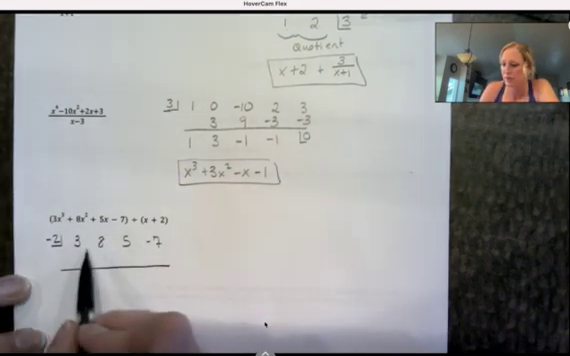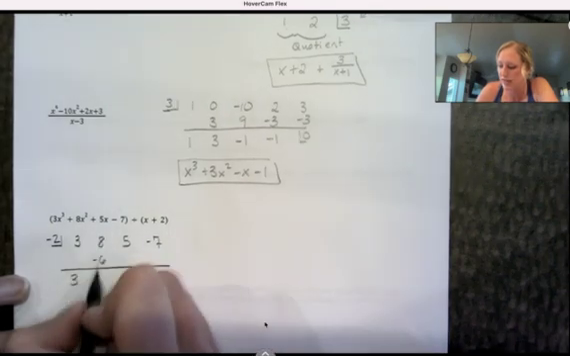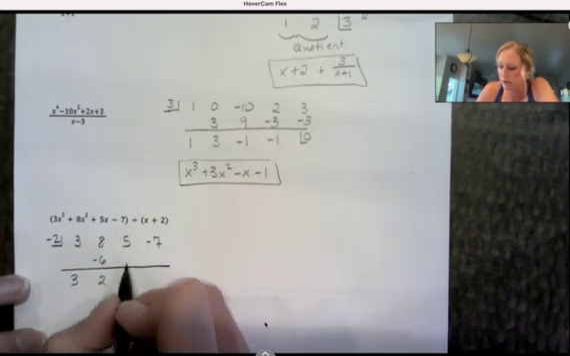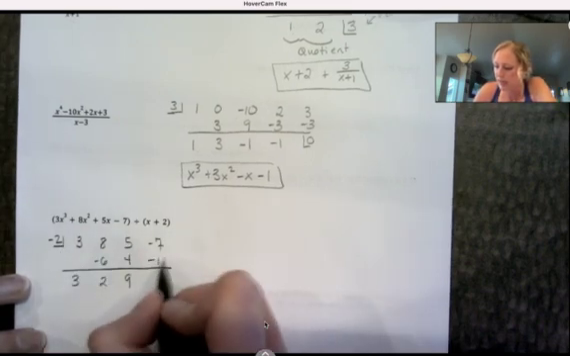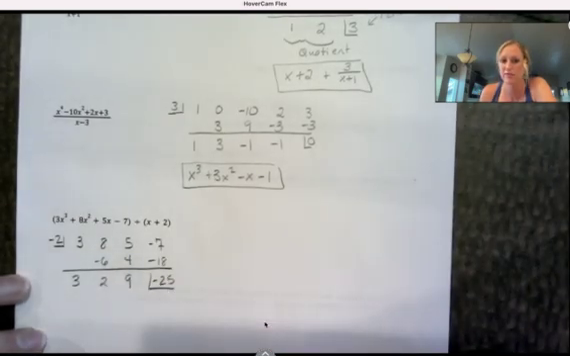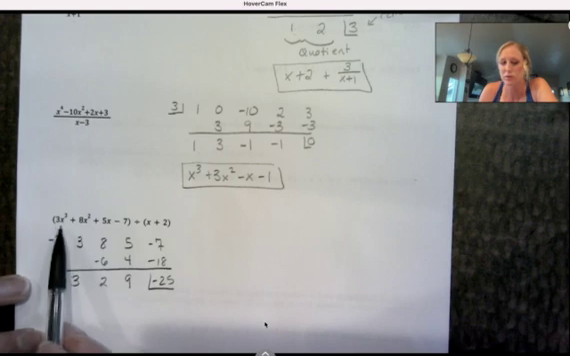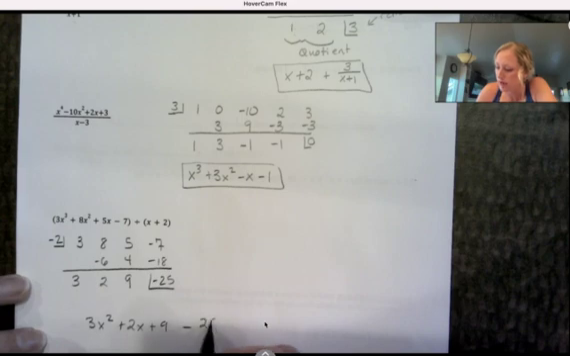All right. Bring down our 3. -2 times 3 is -6. Add. -2 times 2 is -4. Add. -2 times 9 is -18. And add. So this one I have a remainder of -25. I started with a third degree, so after dividing, what's left is going to be a second degree. So I have 3x squared plus 2x plus 9, and then minus 25 over x plus 2.